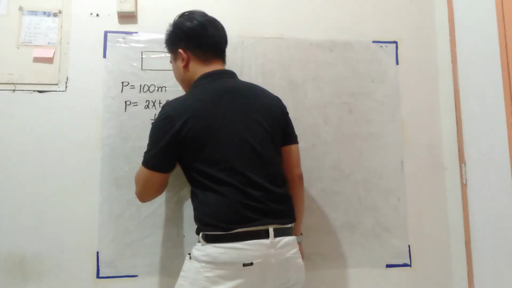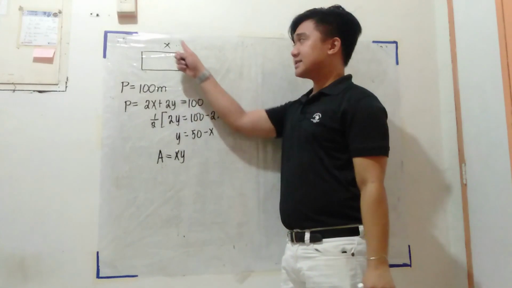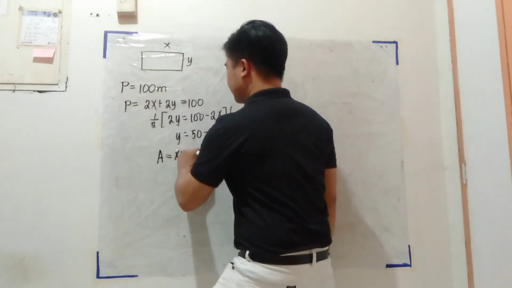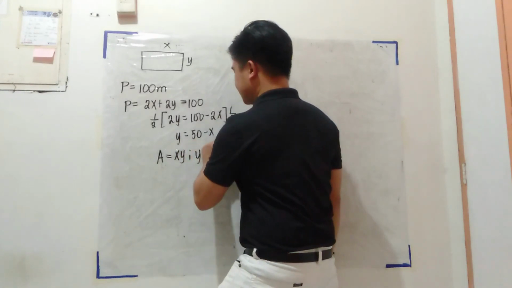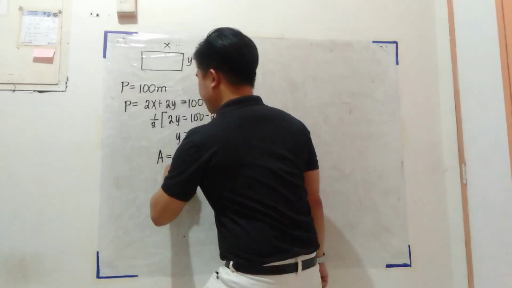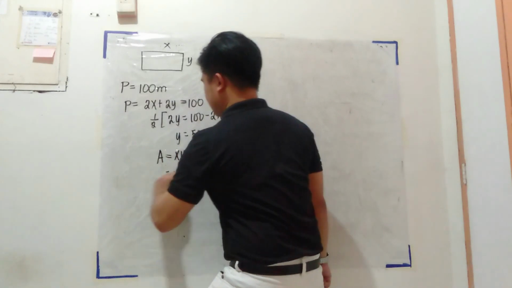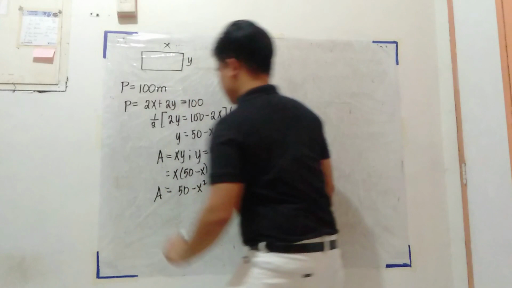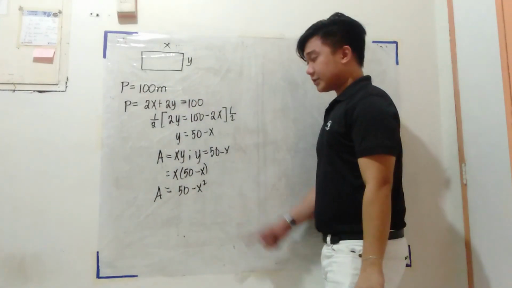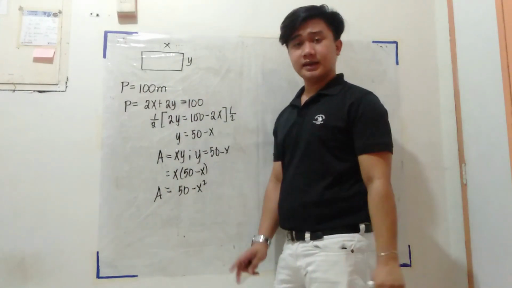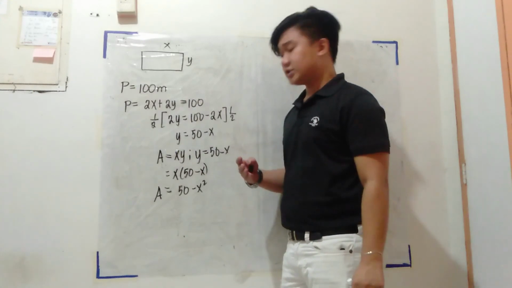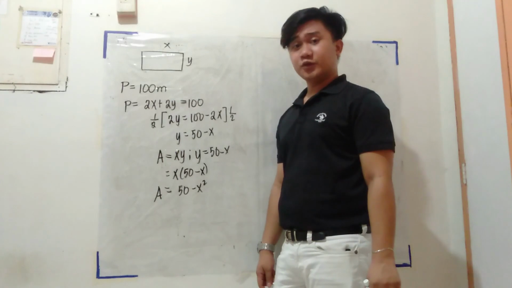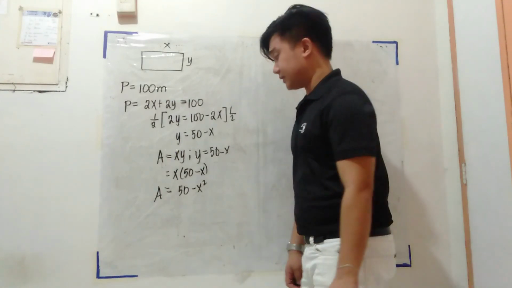kuhanin natin yung area. 'Di ba ang area ay x times y lang? Okay? And then, given that y is equal to 50 minus x, x times 50 minus x, this is equal to 50x minus x squared. Okay? Bakit ko ginawang ganyan? Kasi 'di ba ang step 2 natin, i-express natin yung equation natin into just one variable so that it will be easier for us to differentiate.